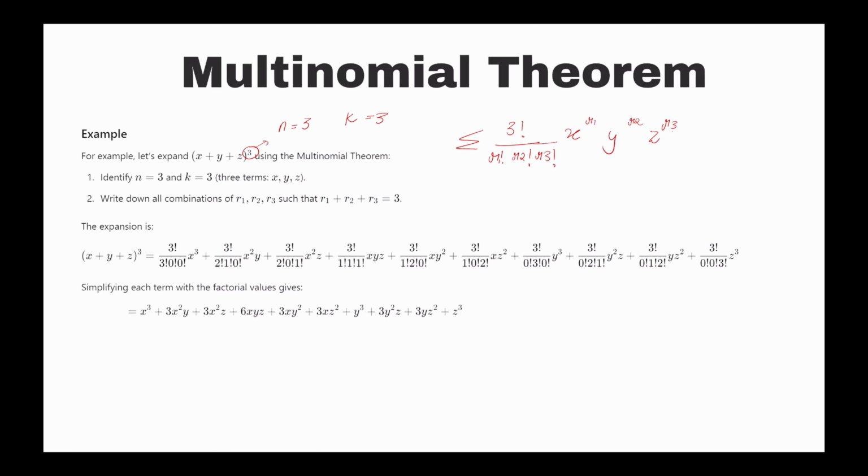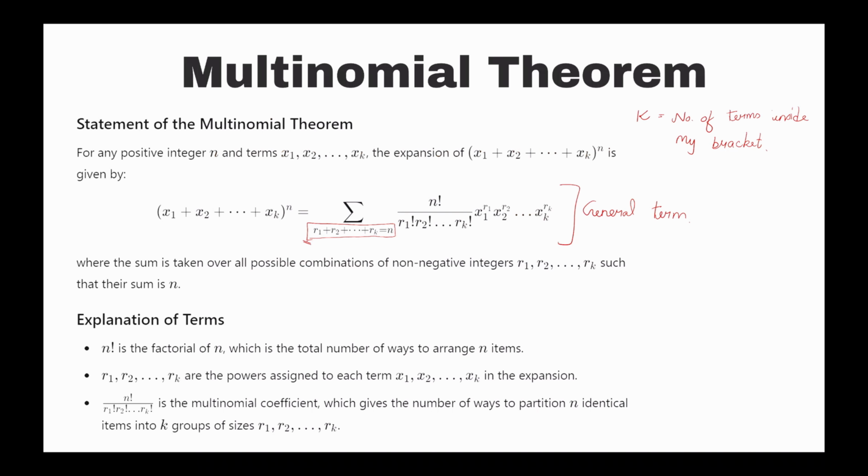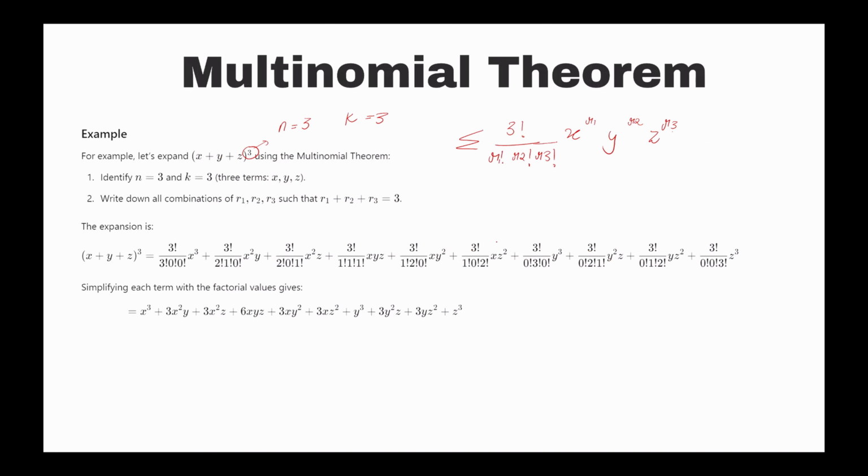So this is my general term. Now in this general term, one thing that we studied was that r1 plus r2 plus r3, up till rk, should be n. So r1 plus r2 plus r3 should be equal to 3. Now I'll start taking up cases. How can I distribute 3 among these three? If I try to draw a table of R1, R2, R3, I can have R1 to be 0, R2 to be 0, R3 to be 3. So their sum becomes 3.